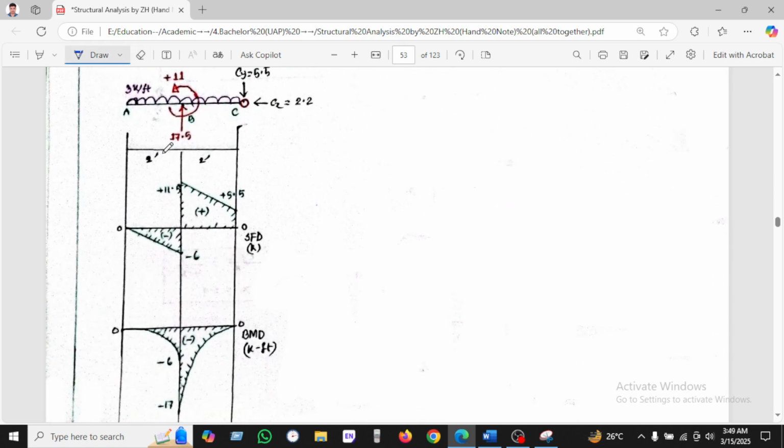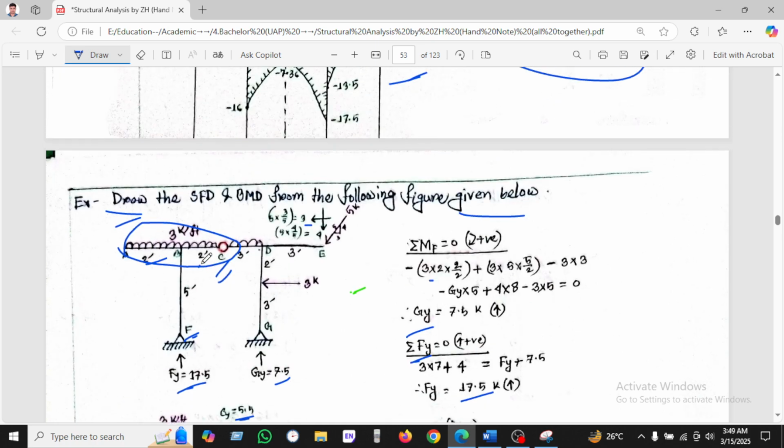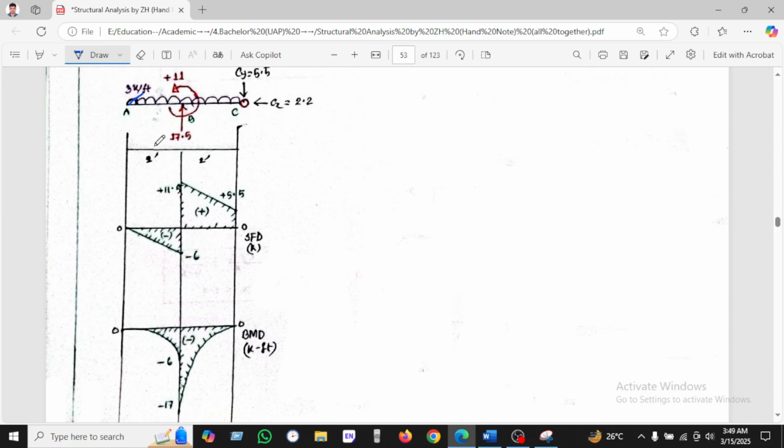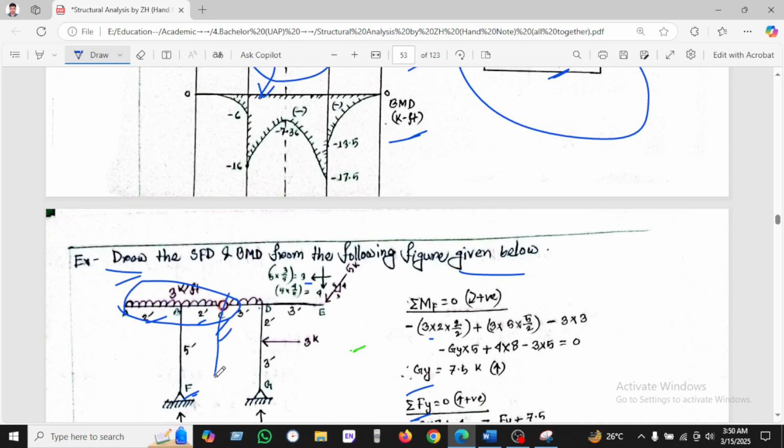After finding this below, the shear force has been 3 into the distance given here, 2 feet and 2 feet, so 2 into 3 will be 6, and the upward will be 17.5. It will ultimately reach 11.5, and after calculating here, it will be 5.5, and it acts 5.5 at the internal hinge. The bending moment must be 0 there. So after the calculation, the bending moment looks like this. So this half portion is done.